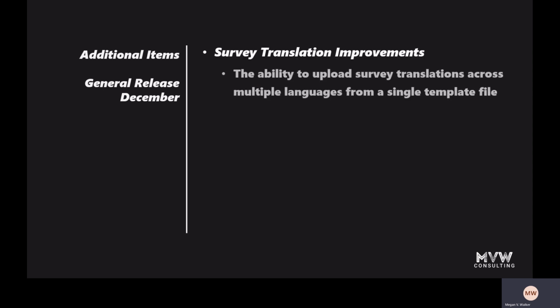So the first one is if you are doing multilingual surveys, and you're setting them up and you have all your translations for each language, then it's a bit time consuming to type everything out for each language. So this would be the ability to upload survey translations across multiple languages from a single template file. So that could save you quite a lot of time.